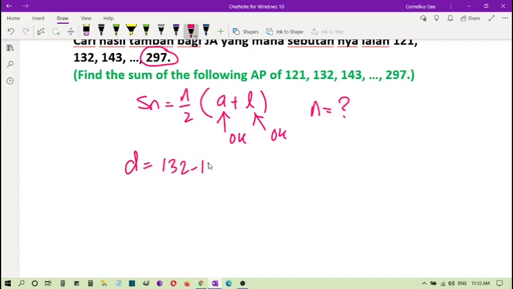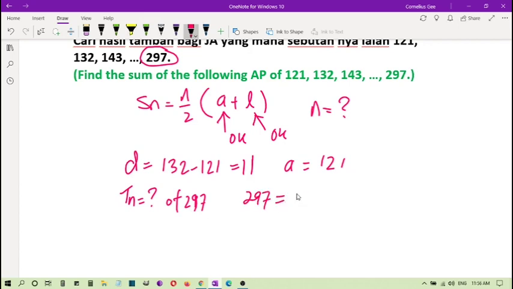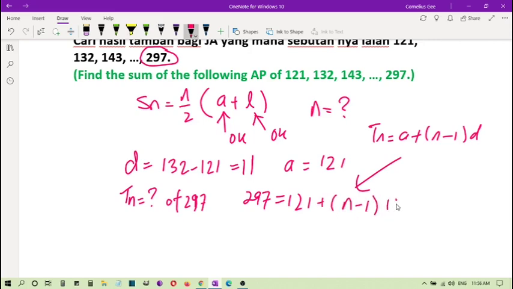132 tolak 121, so this is 11. So A is 121. So I want to find n, which means I want to find which n is of 297. So right, 297 is equal to, so I will use this formula. Tn equal to A plus n minus 1d. So 297 equal to 121 plus n minus 1 d.